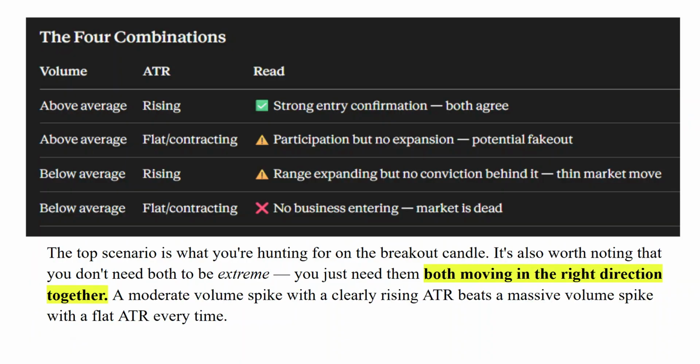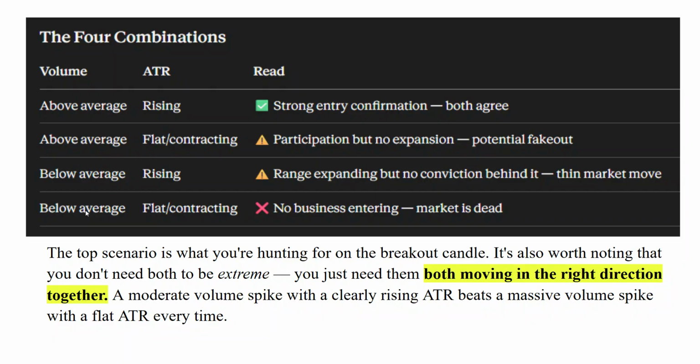All right. So these are the four combinations when it comes to looking at your volume and your ATR. If the volume is above average, so above that moving average on the bottom and rising, that's a strong entry confirmation, like I just showed you on the chart we just came from. Okay. Now, if the volume is above average, but the ATR is flat, it could be a potential fake out, or people are just participating, but there's no real strong movement. Now, if the volume is below average, but the ATR is going up, the range is expanding, but there's no real conviction behind it, so it's kind of a thin move.